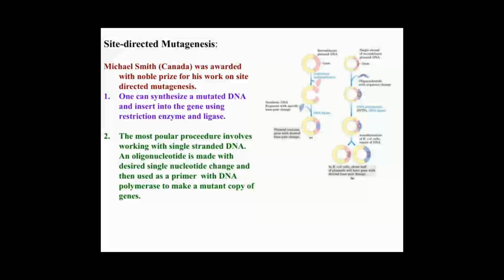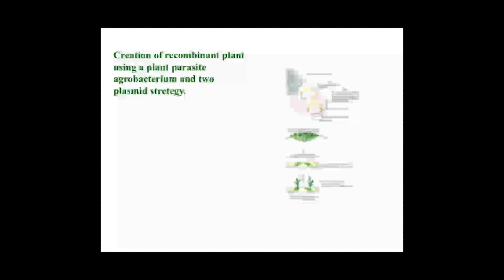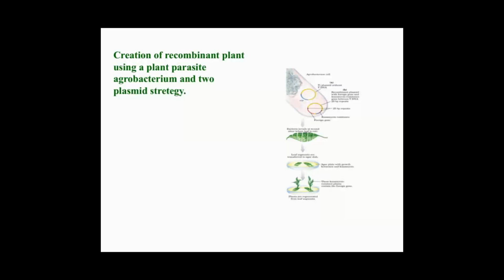Now, let's look at how we create recombinant plants using a fascinating technique involving a plant parasite called Agrobacterium, along with a 2-plasmid strategy. Essentially, Agrobacterium is a natural genetic engineer. It has this unique ability to transfer DNA into plant cells. By harnessing this natural process, we can introduce desired genes into the plant genome. The 2-plasmid strategy involves using 2 separate DNA molecules, one carrying the gene of interest and the other containing genes necessary for the transfer process.